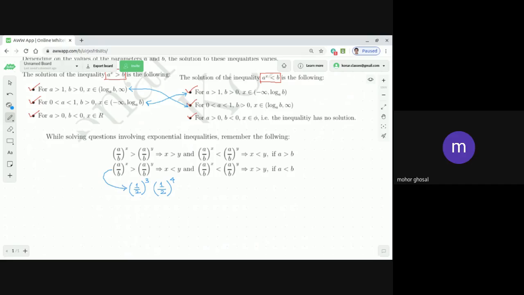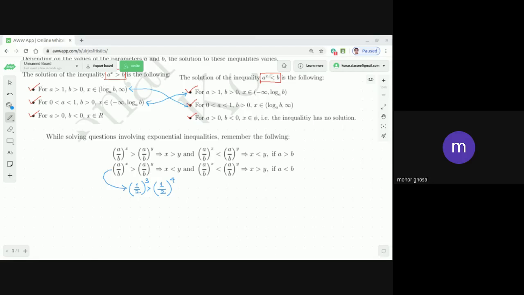Power 3. 1 by 2 power 3. Yes, 1 by 2 power 3 is greater than 1 by 2 power 4. But what is the relationship between 3 and 4? 3 is less than 4, no? So that is why I wrote (a/b)^x greater than (a/b)^y, implying x less than y if a is less than b. Correct, dear students? Are you getting my point?